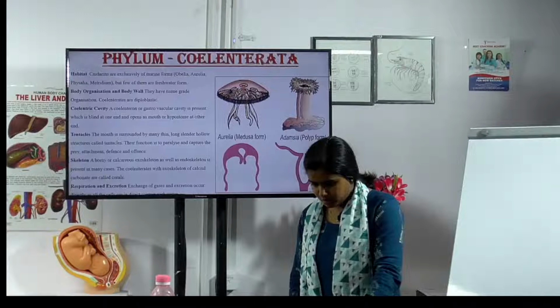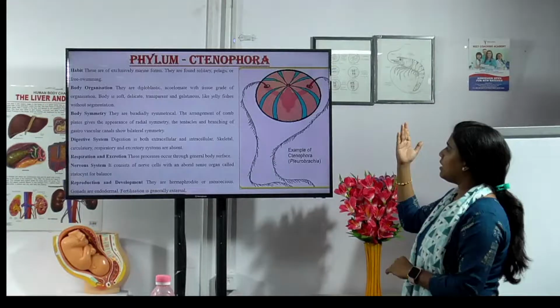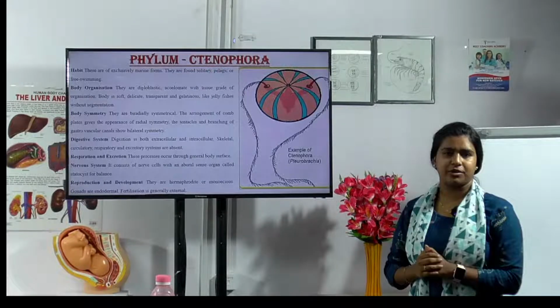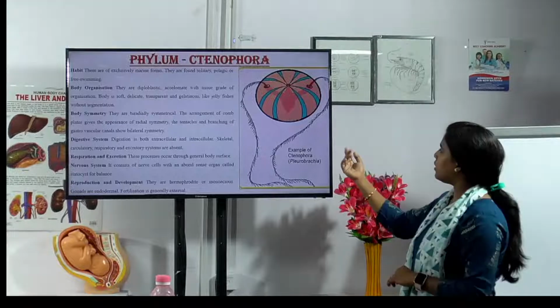What is that? Acoelomate, sorry. Okay, what is that? Without a coelom. Yes. The body symmetry is bilateral, and the arrangement of comb plates gives the appearance of radial symmetry, and the tentacles and the branching of the gastrovascular canal show bilateral symmetry.